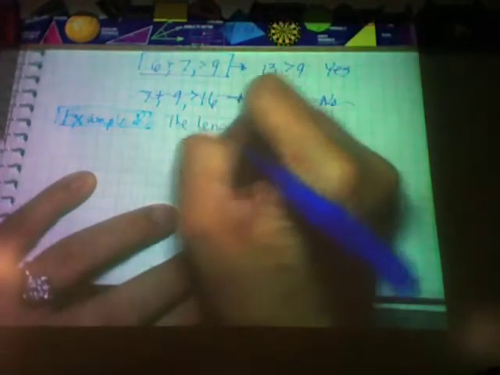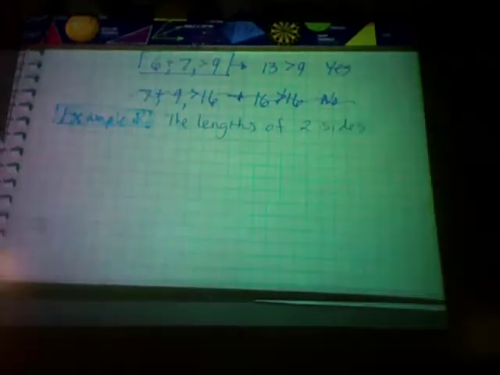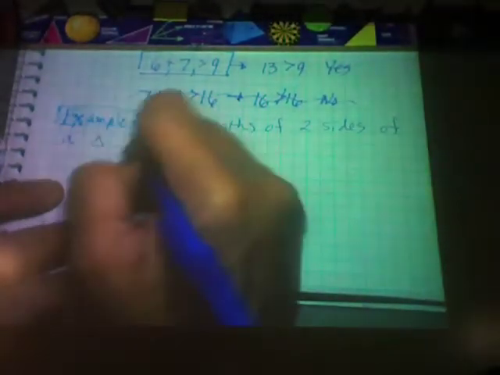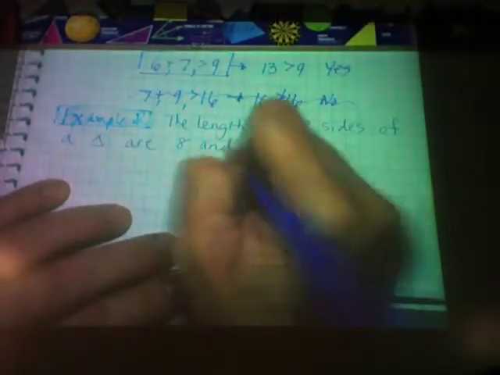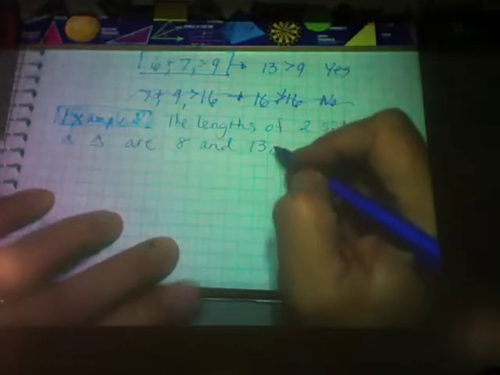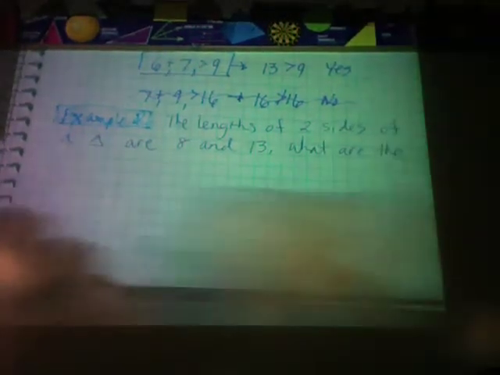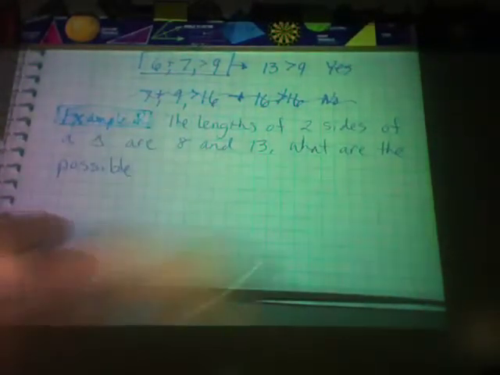All right, so example 2. The lengths of two sides of a triangle are 8 and 13. So I'm not telling you the third length. So your task would be, should you choose to do it, what are the possible lengths of the third side?